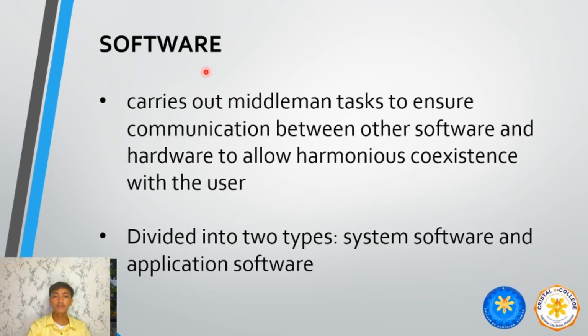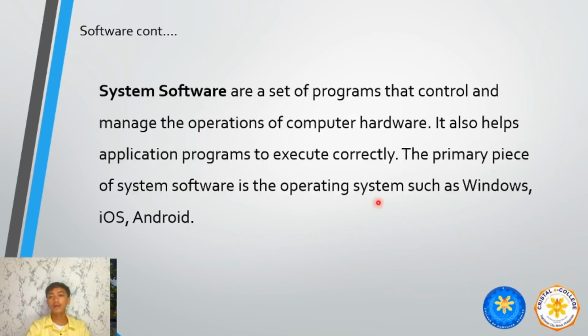So next, we are now finished with the hardware side. So now we will be talking about the software. Software carries out middleman tasks to ensure communication between other software and hardware, to allow harmonious coexistence with the user. So the software is divided into two types: system software and application software. First, we will talk about the system software.